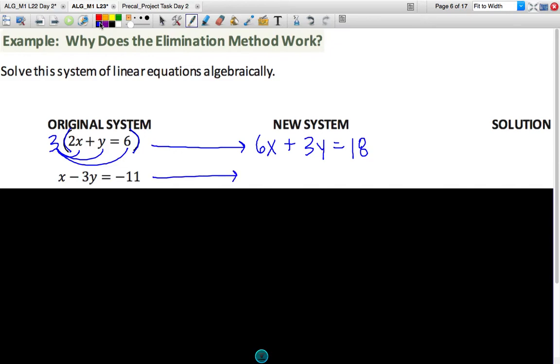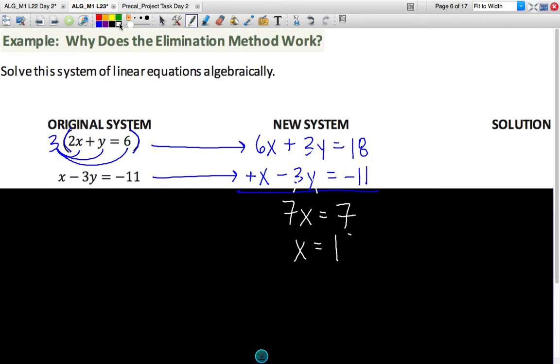And then let me bring over the bottom one: x minus 3y equals negative 11. So this is what I was talking about a second ago. On the last one, I decided to multiply to eliminate the x. This time I decided to multiply to eliminate the y. So now my y's eliminate. If there's not a sign, you can assume it to be positive, so we can add. 6x plus x is 7x equals 18 minus 11, which is 7. Divide by 7 on both sides, x equals 1.